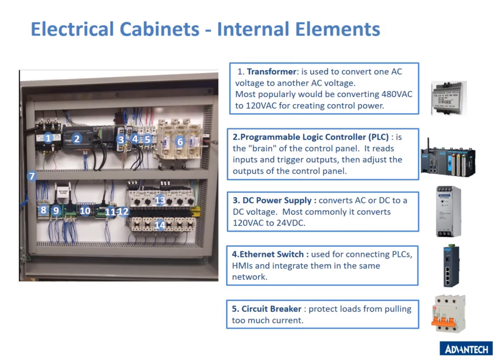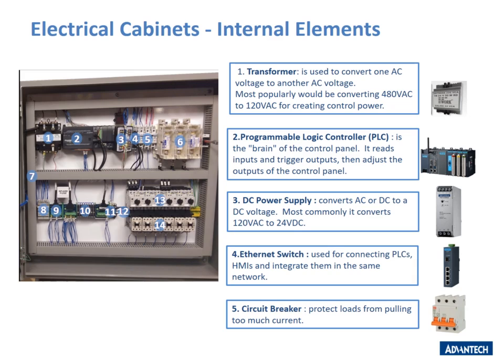Internal elements of an electrical cabinet. Inside a cabinet, several electrical devices can be found. Some of them are introduced as follows. 1. Transformers. They are used to convert one AC voltage to another AC voltage. Most popularly would be converting 480 volts AC to 120 volts AC for creating control power.